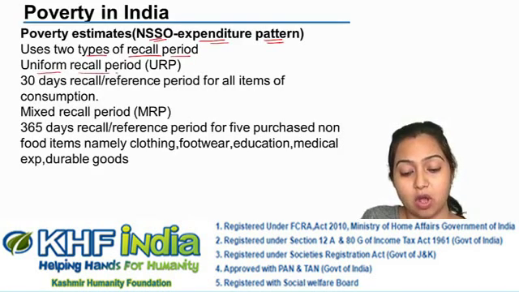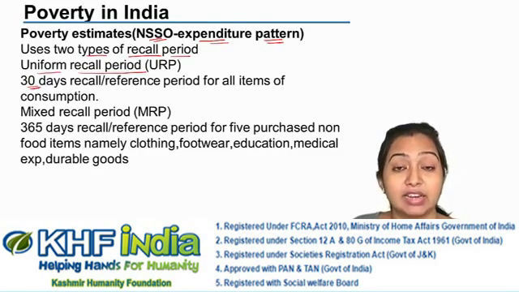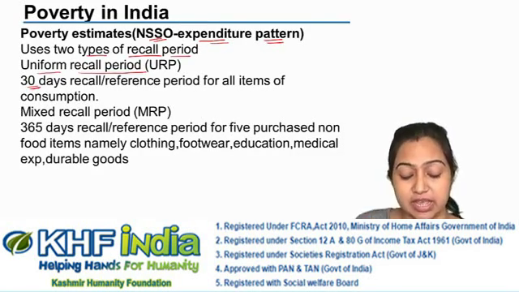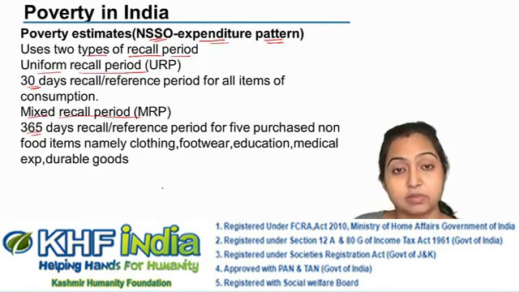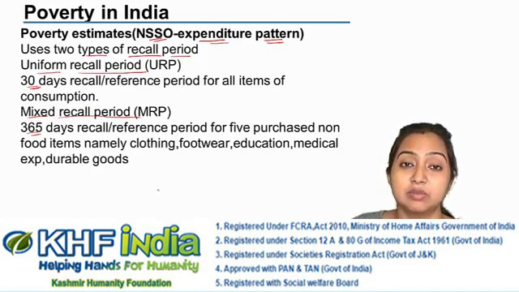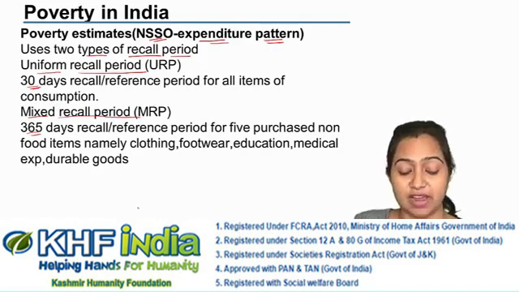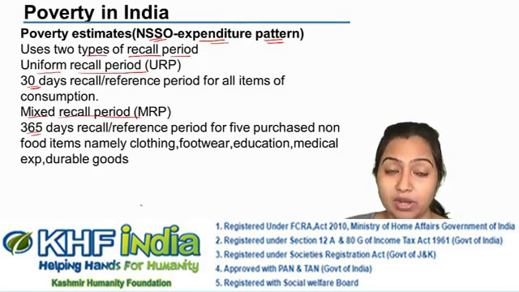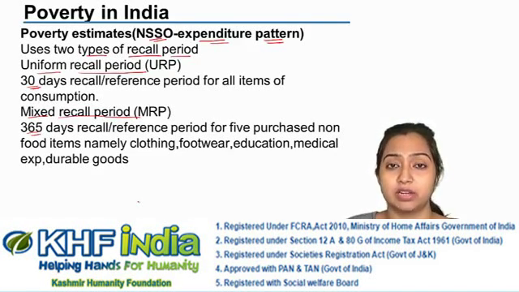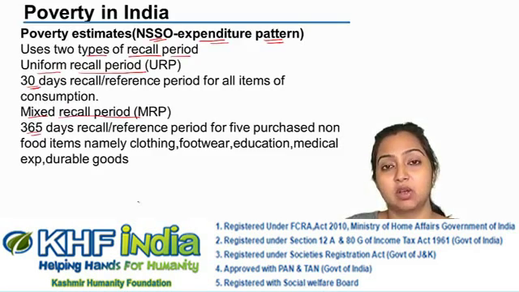One was uniform recall period, where they expected the people to tell them how they have had their consumption pattern in the last 30 days. And the other was mixed recall period, where they asked for a 365 days reference period or recall period, that how their consumption pattern has been in the past 365 days. Now, if you ask somebody what expenditure you have done in the last 30 days, you will generally talk about the expenditure you have done on food items. Like every month we spend something on grocery, a fixed consumption expenditure that we do on food items, vegetables, grocery. This is what we do.